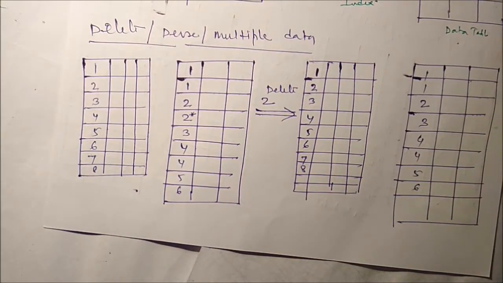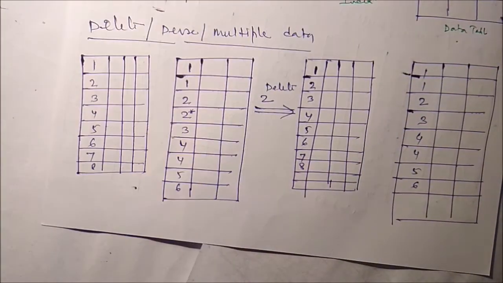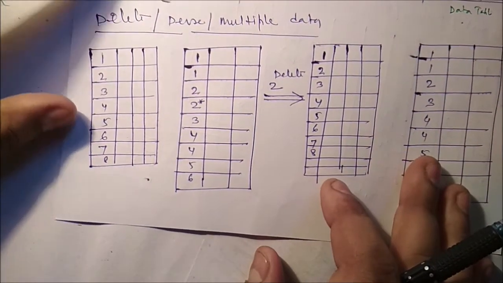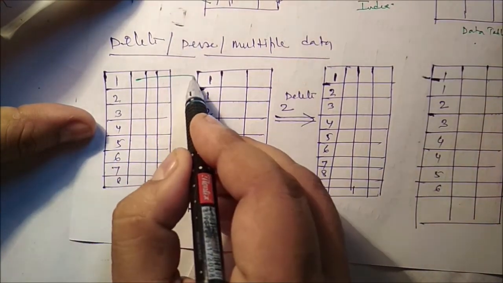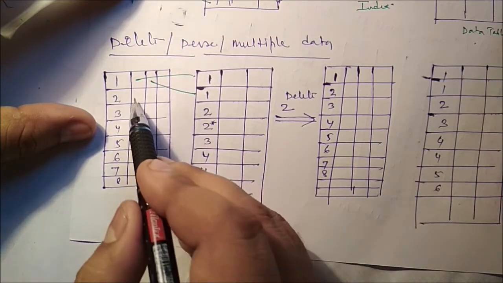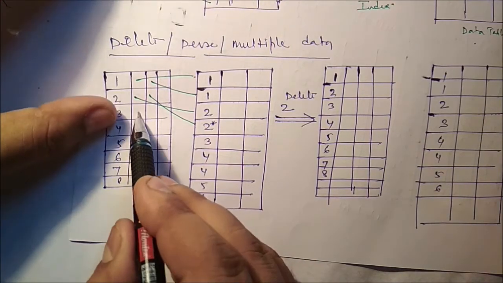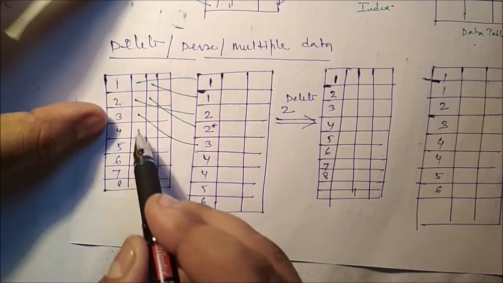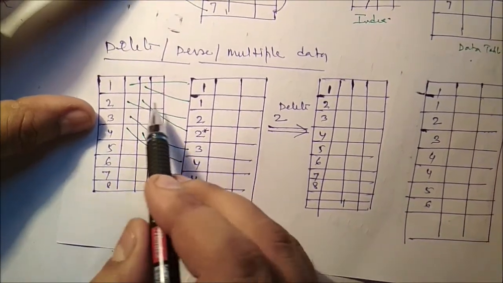Next is deletion, dense and multiple data present. Already we have seen that multiple pointers are there. This is the address of the first roll number 1, the address of another roll number 1, the address of roll number 2, the address of another roll number 2. Are you getting this one? Address of roll number 3, address of roll number 4, address of another roll number 4. So here you store multiple pointers.